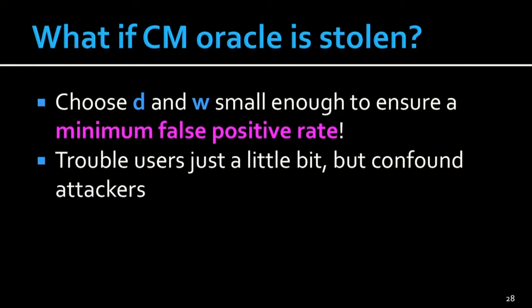It says to choose the values of D and W small enough so that you can guarantee a minimum rate of false positives. Okay, so a minimum error rate. So what does this mean? This means that it has 2 implications. The first implication is for the user. So what happens for the user if there is a minimum amount of false positives?